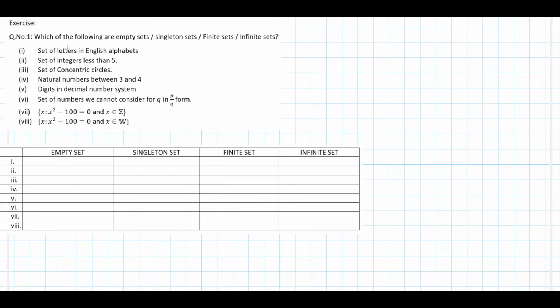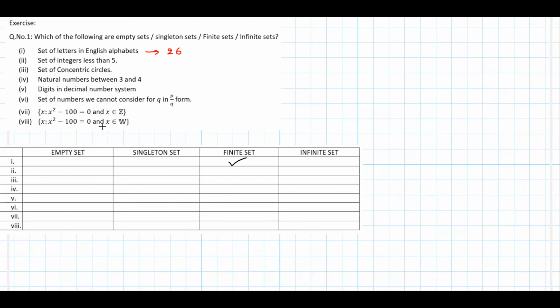We have to figure out how many of these sets are empty, how many of these sets are singleton, finite, and infinite. So the first part of this first question, set of letters in English alphabets. So how many English alphabets are there? We know all the English alphabets, A to Z, and there are 26, right? So we can count them. What is the cardinal number here? 26. Right? We can count them. So it comes under a finite set. Agree? So it is a finite set.